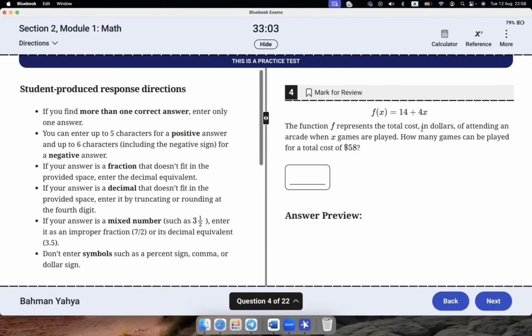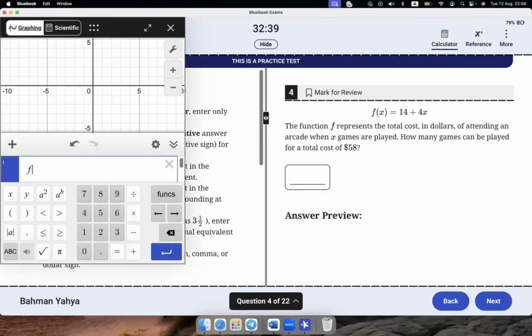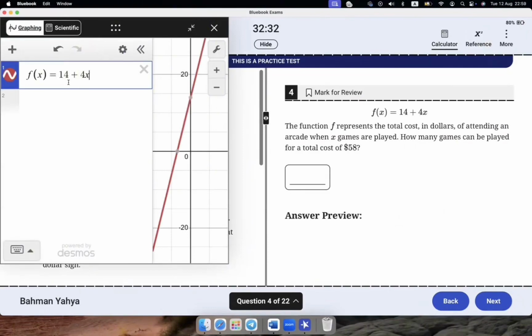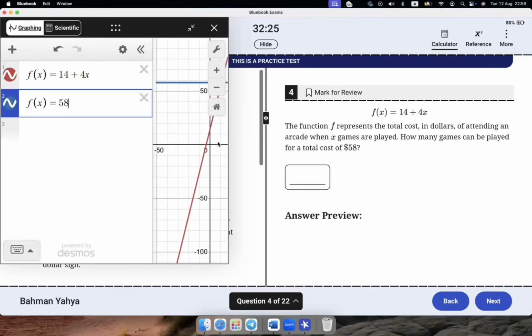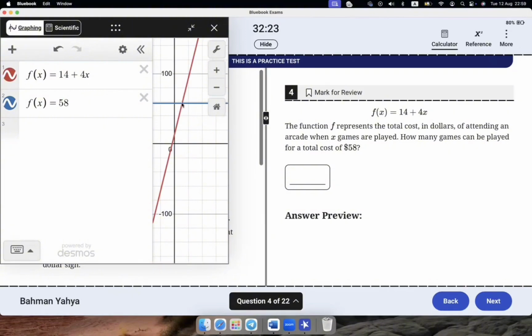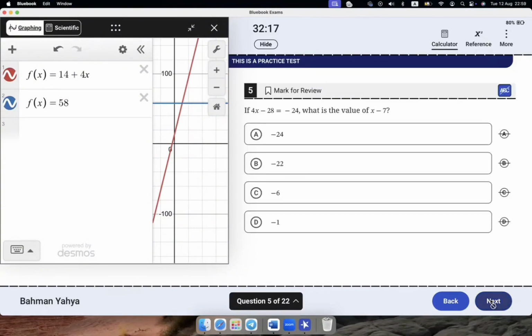And we are given the function F represents the total cost in dollars for X games. How many games can be played for a total cost of 58? You see, 58 is dollars, so it is F of X. Let's just use the decimals. Let's see where they intersect. So they intersect here. As you see, 11. That's it.